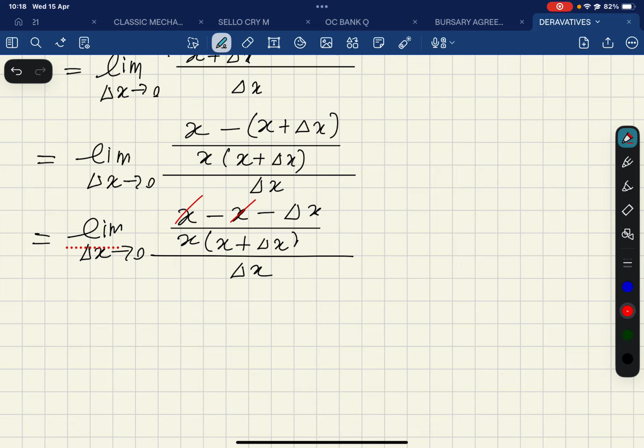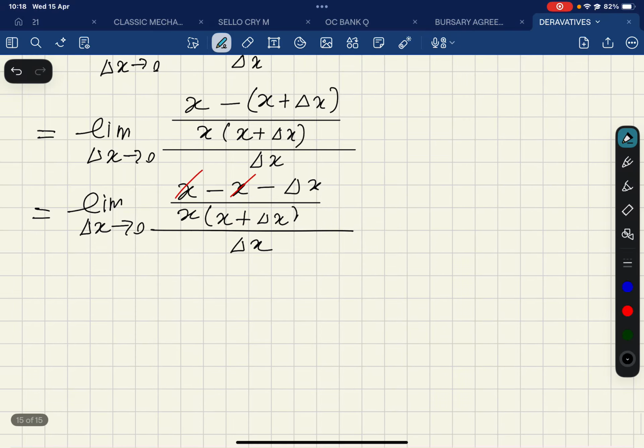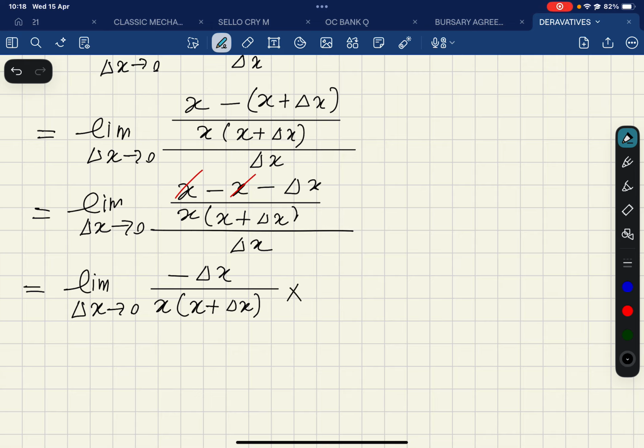If you can see, the x's cancel, and then I'm remaining with the limit as change in x approaches 0 of negative change in x, all divided by x times x plus change in x. So the change in x in the denominator, I'm going to take the reciprocal of it, which is 1 over the change in x. So if you can see, this one will cancel that one.